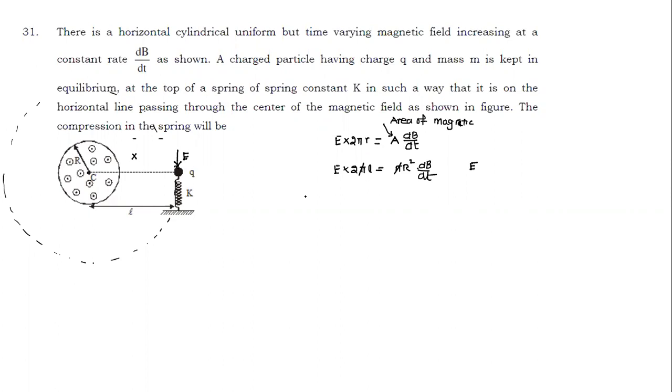So what are the forces acting on the charged particle? qE is acting downwards, and mg is acting, and if it is in equilibrium, spring force is acting. Spring force will be equal to kx naught. So we easily equate the forces. kx naught is equal to mg plus qE, and we substitute the value of E from here, which is R square dB by dt divided by 2L. We get our compression of the spring.